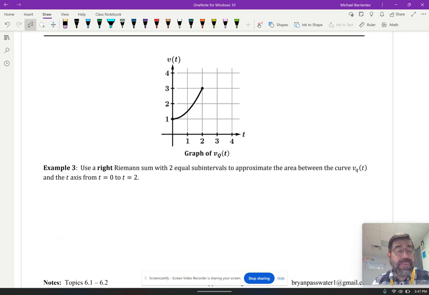All right, welcome to video number 4. Here, what happens if we don't want a left Riemann sum rectangle? What if we want to find a right Riemann sum rectangle? And at the beginning, you might say, well, why does it matter? And you're going to find out here why it does matter, number one.